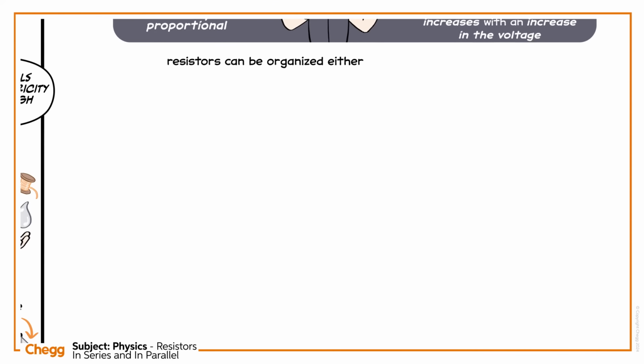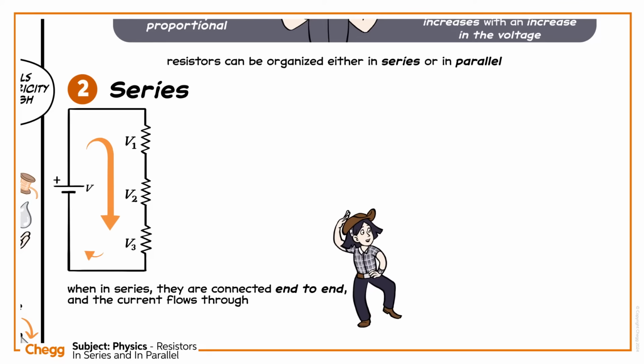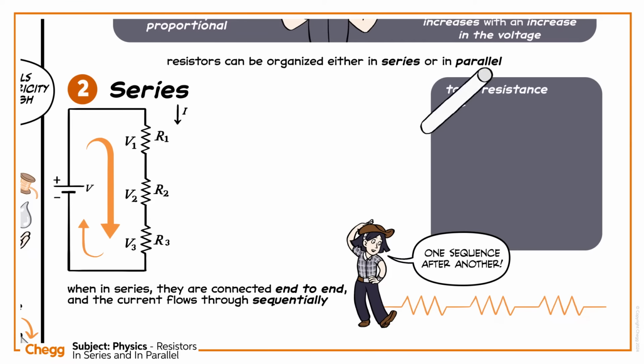Resistors can be organized either in series or in parallel. When in series, they're connected end-to-end, and the current flows through sequentially. This particular circuit has 3 resistors in series. The voltage of the circuit gets divided between them.